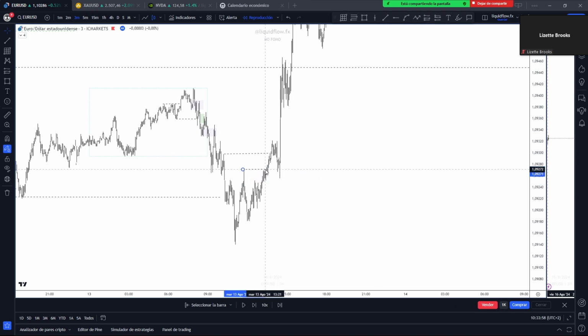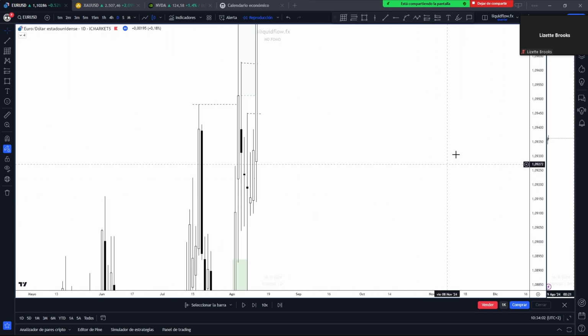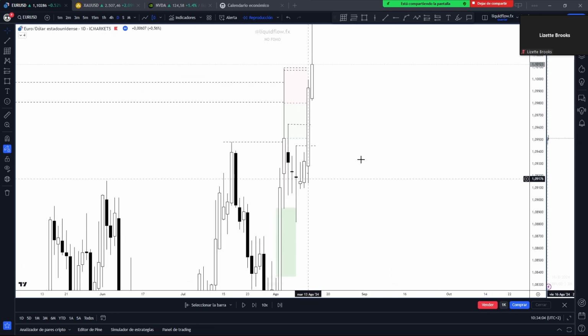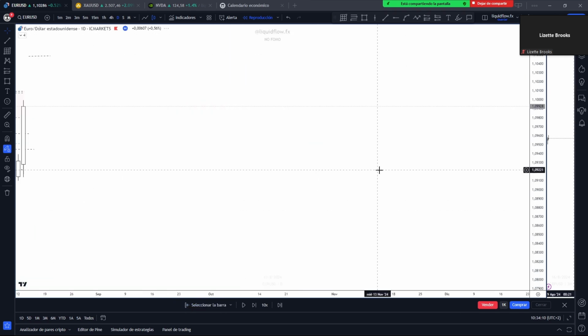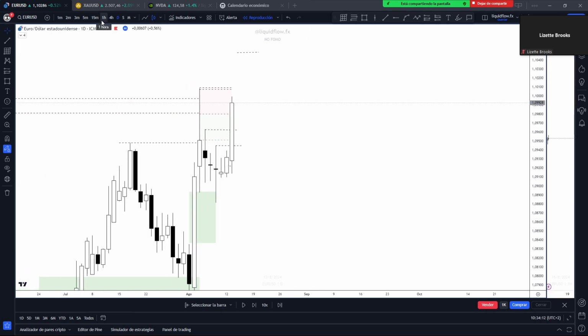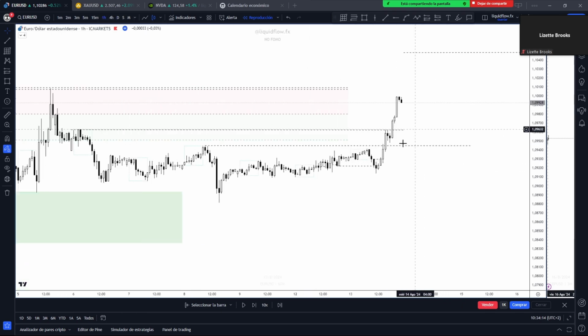When I don't see anything clear, what I do is come to my daily bias and say, okay, I have my daily bias. My daily bias is bullish. Okay, I have this. Let's remove this one here. My daily bias is bullish. My draw of liquidity is also bullish.